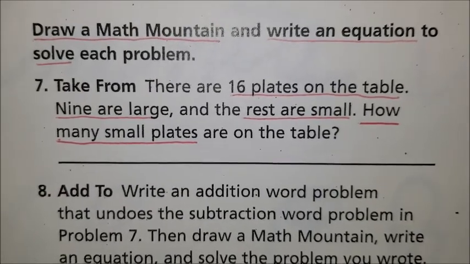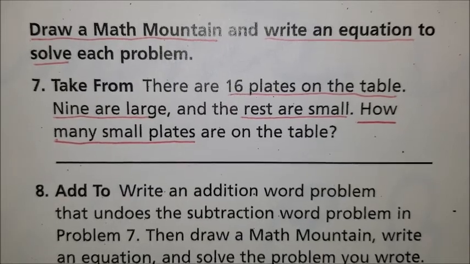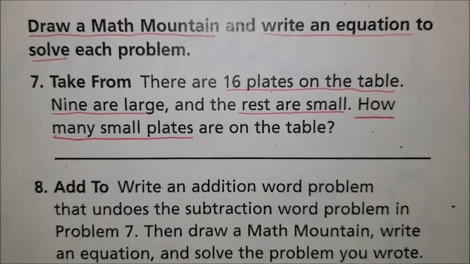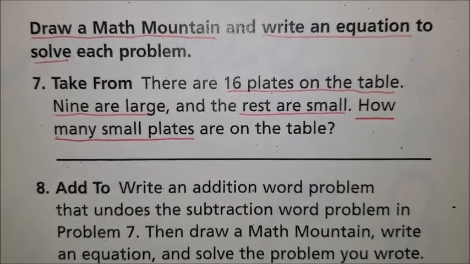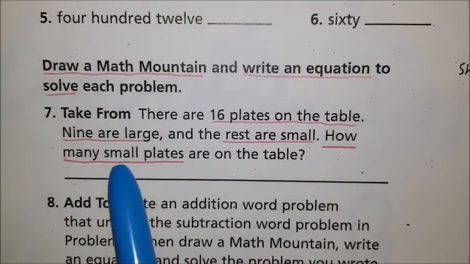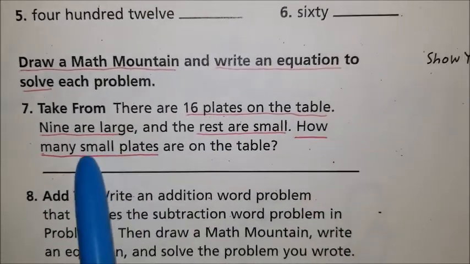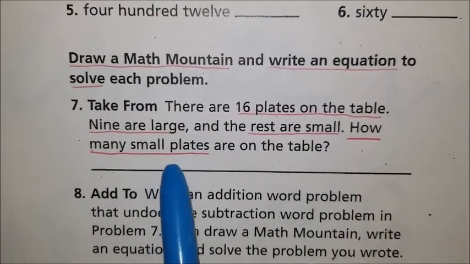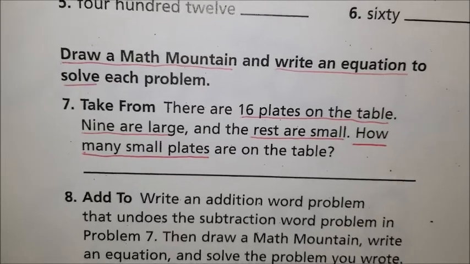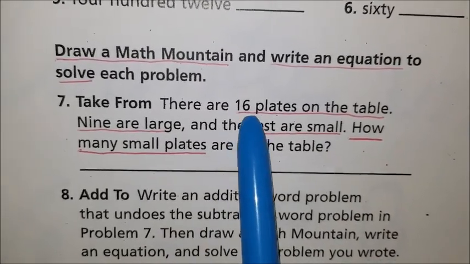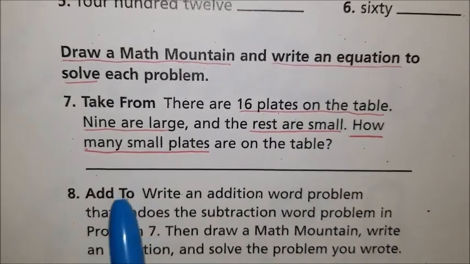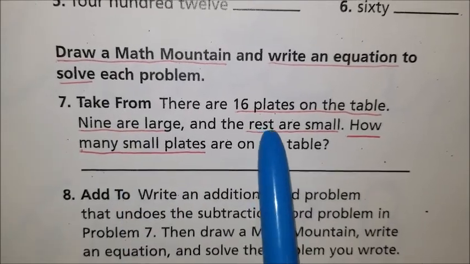Let's read it through again and find our important information and our question. There are 16 plates on the table. 9 are large and the rest are small. How many small plates are on the table? To me, it looks like how many small plates is the important information in the question. Let's underline that. We're looking for the number of small plates. Now, what are we going to need to figure that out? Well, how many plates do we have all together? Well, there we go. We have 16 total plates right there on the table. And then, of course, we know that we have 9 large ones. The rest are small.